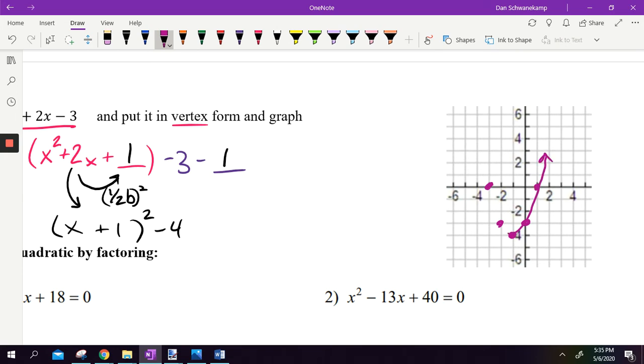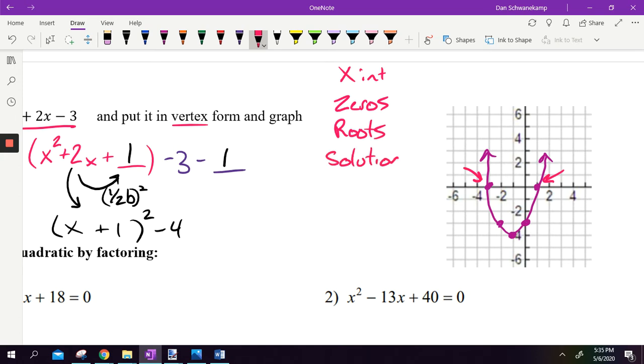There is my parabola. Where did I cross the x-axis? Boom, boom. Those are called x-intercepts. And we'll get to this more later. X-intercepts could also be called zeros because it's where it crosses the 0 line. They could also be called roots, just because that's a name for it. And they could also be called solutions. All of those words mean the same thing. They mean those two spots.